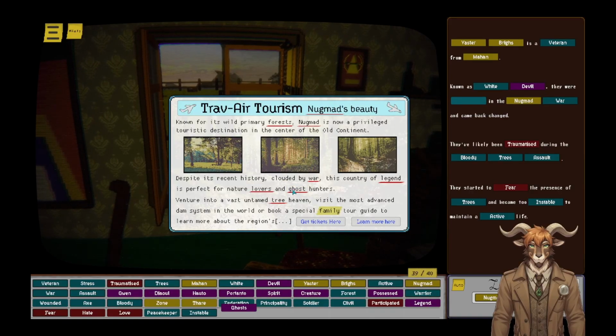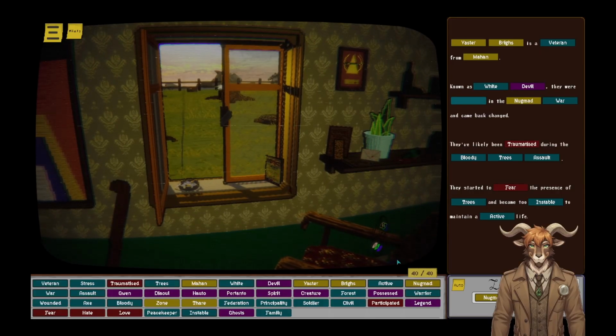Ghost family. Known for its wild primary forest, Nungman is now a privileged touristic destination in the center of the old continent. Despite its recent history cluttered by war, this country of legend is perfect for nature lovers and ghost hunters. Venture into a vast, untamed tree haven. Visit the most advanced dam system in the world, or book a special family tour guide to learn more about the regions, became too unstable to live, maintain a family life.